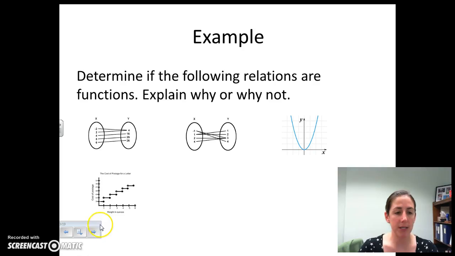Now this down here is called a step function. Notice this is an open circle and this is a closed circle. Open circle means does not include, closed circle means includes. So if we drew a vertical line through these, it would actually only touch the graph once. This is a function.